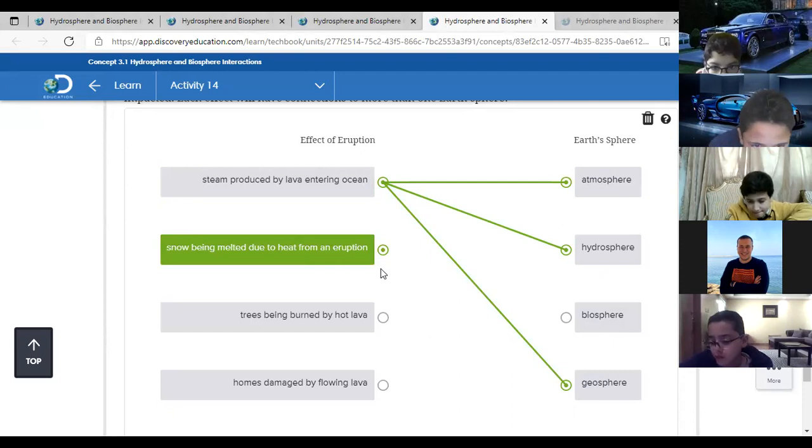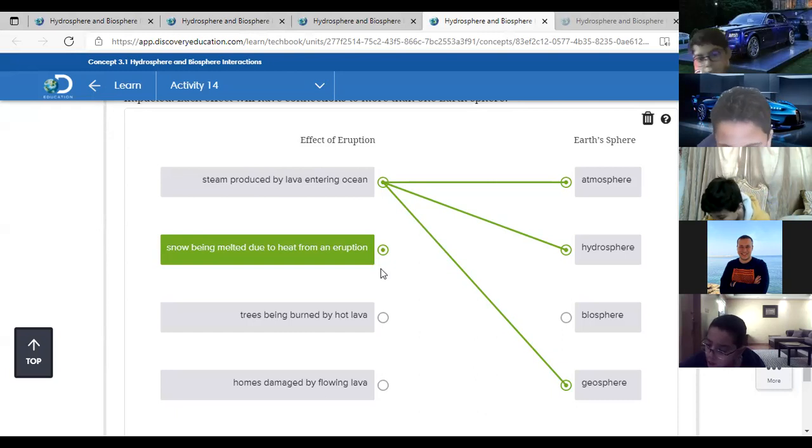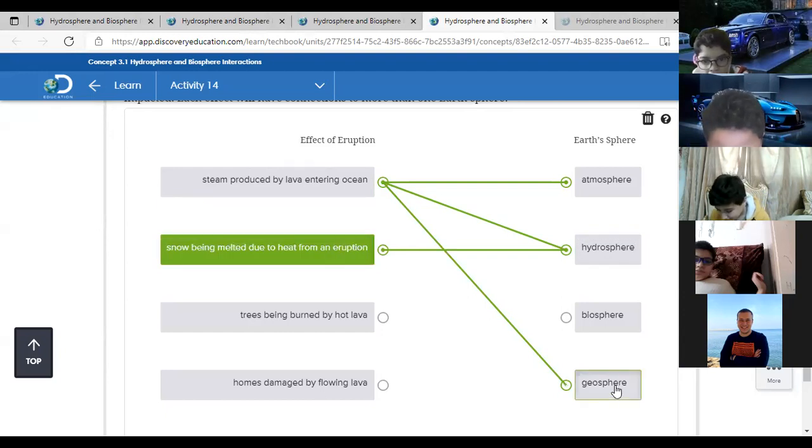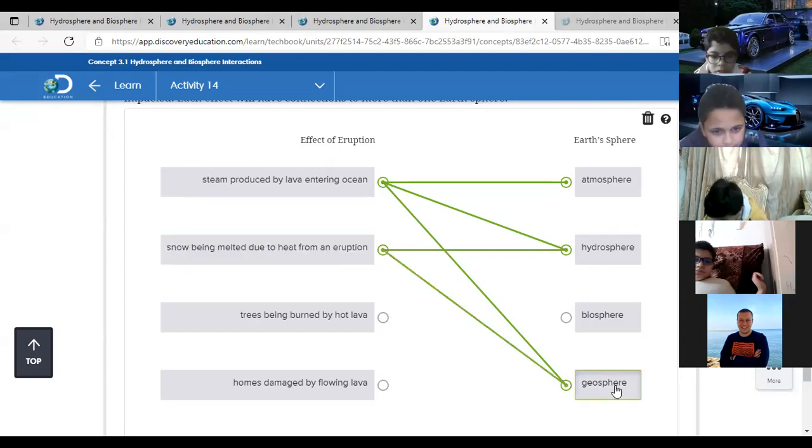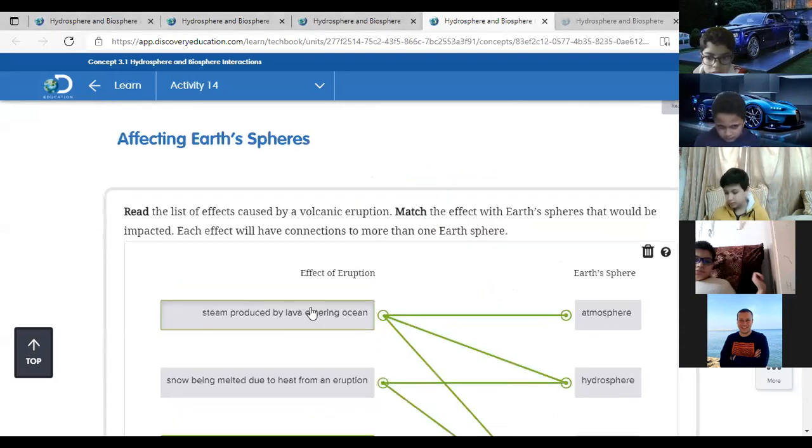Snow being melted due to heat from an eruption. Atmosphere. Why? It is snow being melted. So hydrosphere, melted rocks. So this is related to the geosphere as well, right? Yeah. Thank you. Hassan.